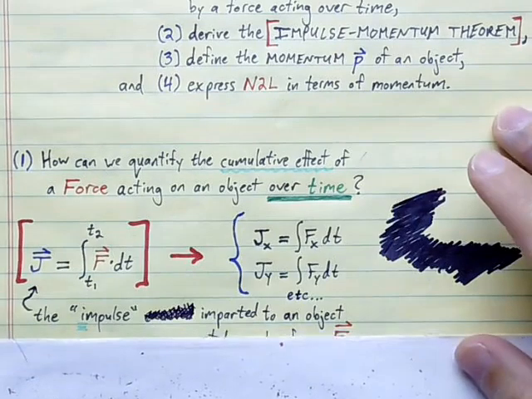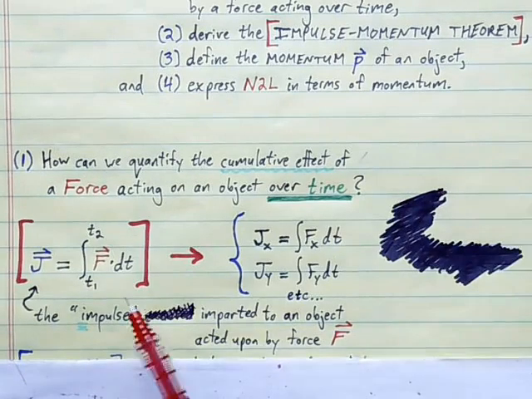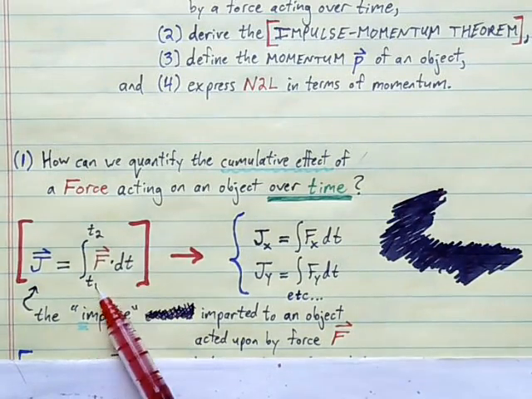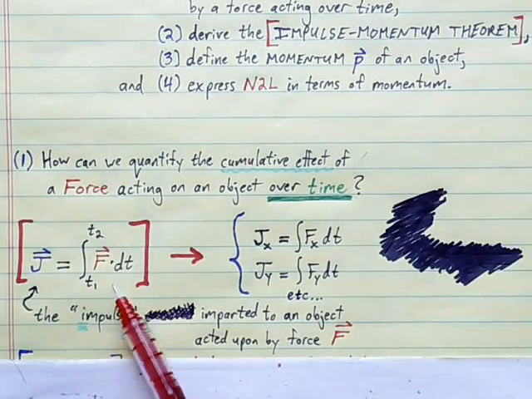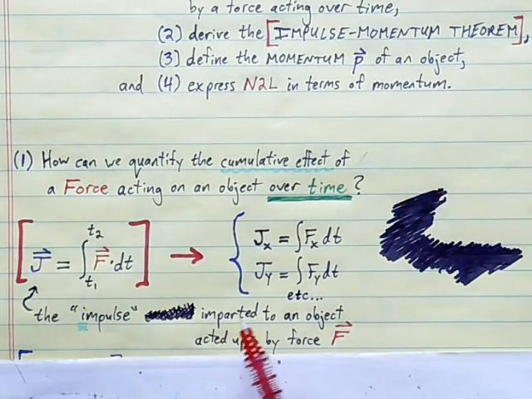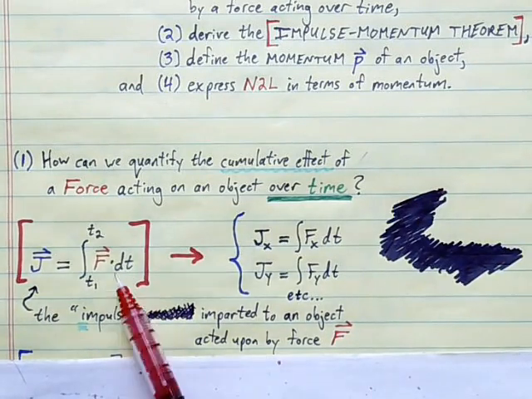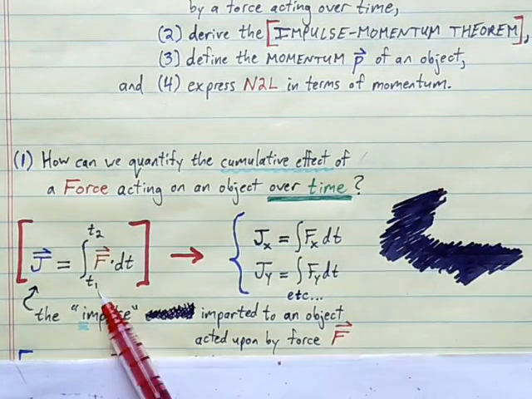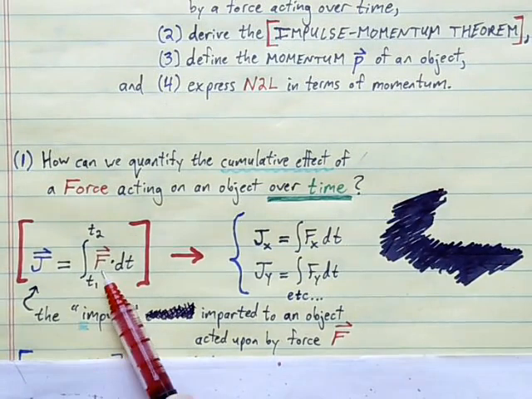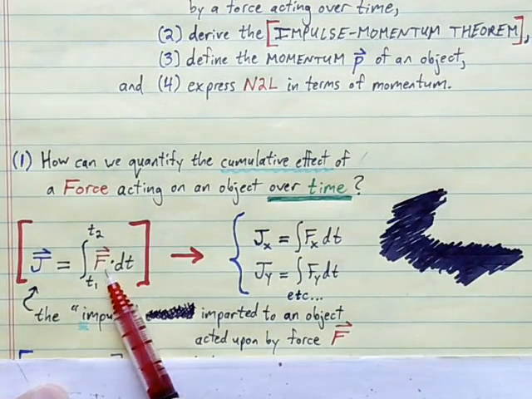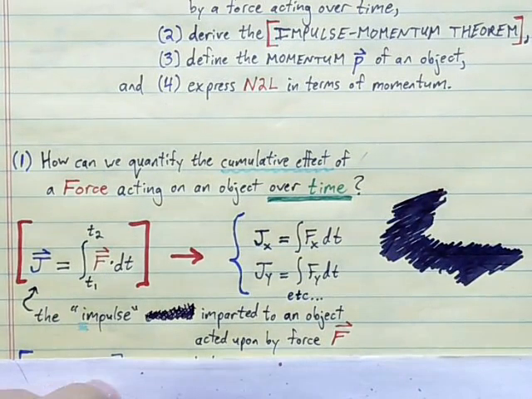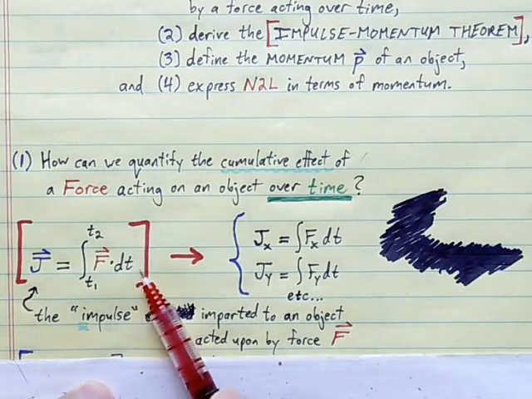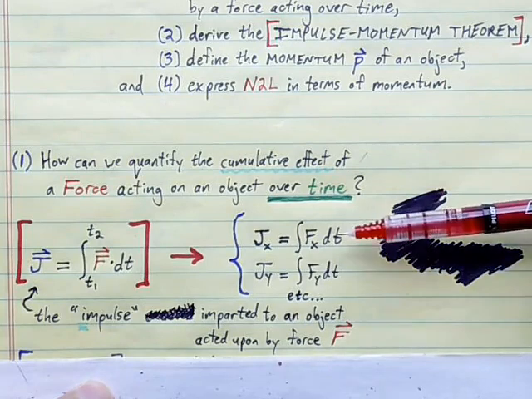What we can do is take the time integral of that force from time 1 to time 2, and we call this integral the impulse. The impulse imparted to an object acted upon by that force between time 1 and time 2. The force is a vector, so the impulse will be a vector as well. This is a vector equation, so of course it can be represented as separate equations for each component.